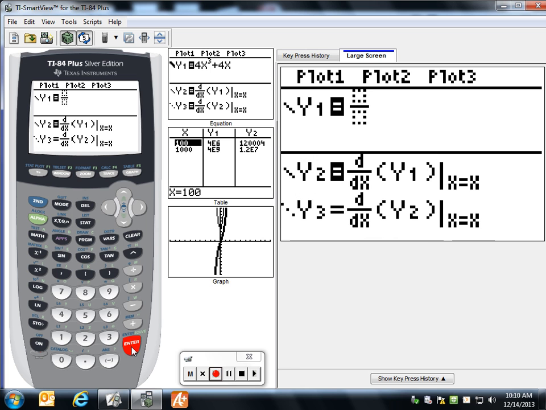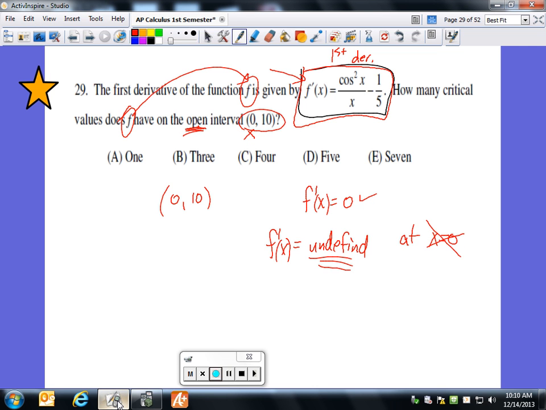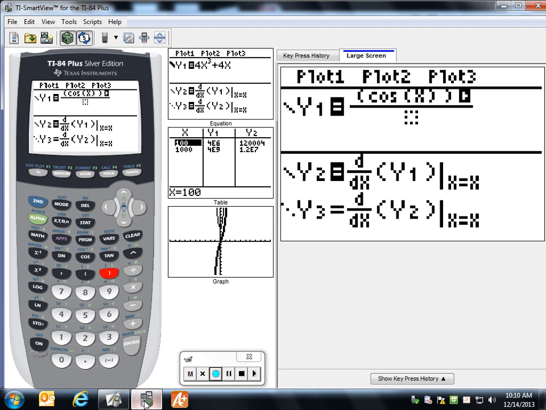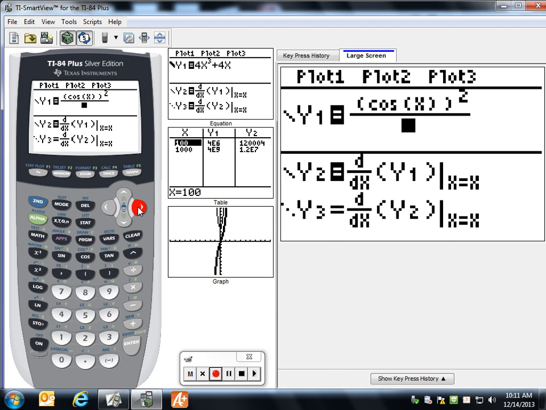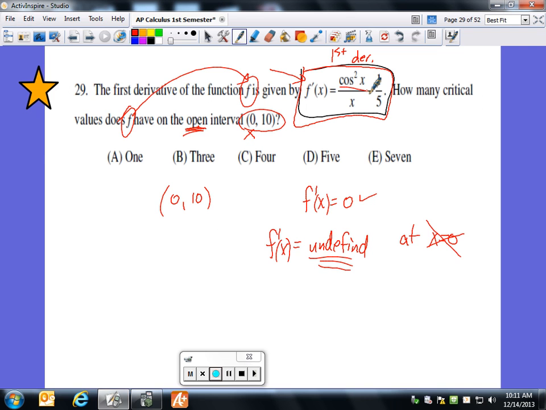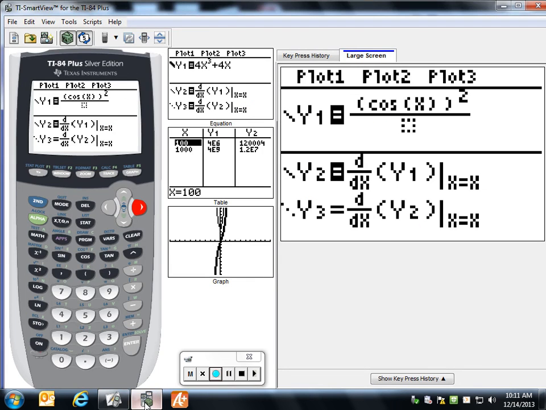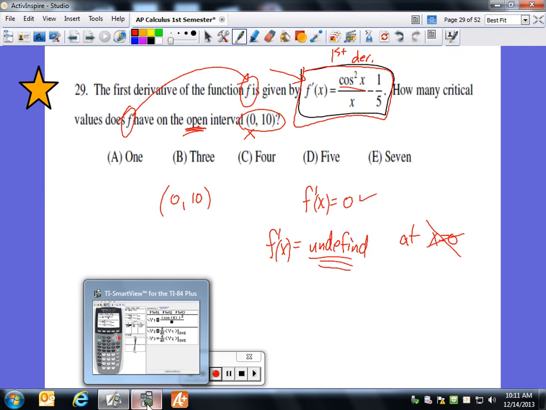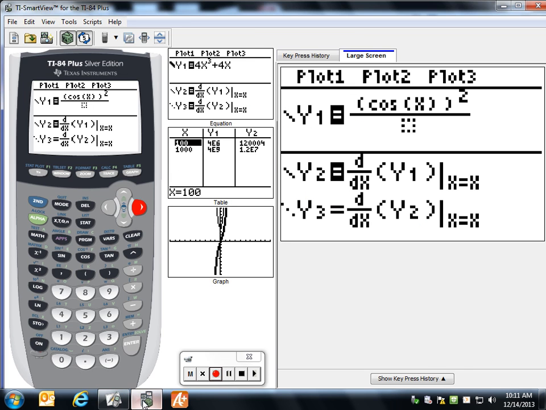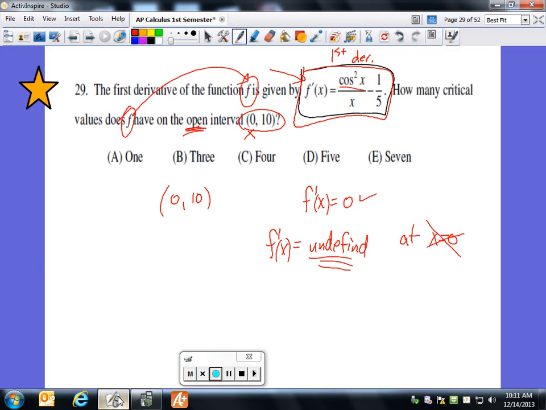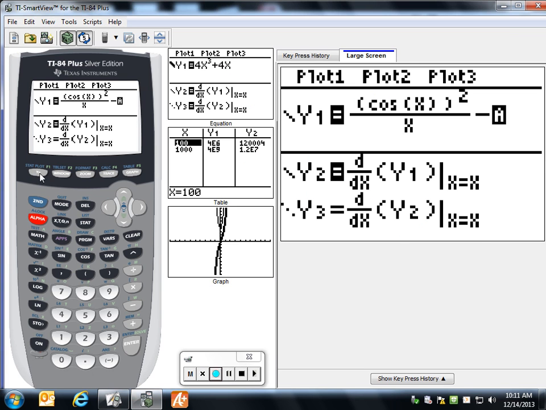Alpha y equals, it is going to be the cosine squared of x: parentheses, cosine of x, close for the cosine, close for the entire numerator, and it's going to be squared. This is how we put in cosine squared of x. Okay, we interpret this, but we put it in the calculator this way. And it's going to be over x, and then subtracting 1 over 5. Okay, so alpha y equals enter 1 over 5.